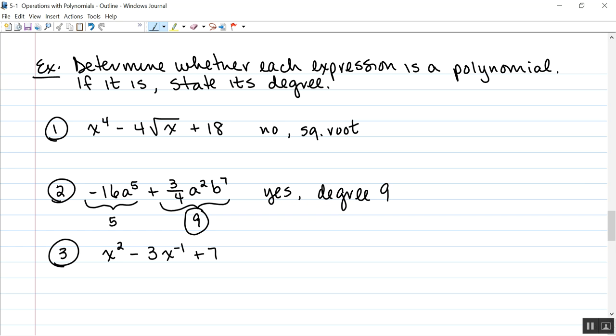And number 3 here, I have x squared minus 3x to the negative 1 plus 7. And no, this is not a polynomial because it has a negative exponent. Remember, what that negative exponent would do is put that x in the denominator, and you cannot have a variable in the denominator of a polynomial.